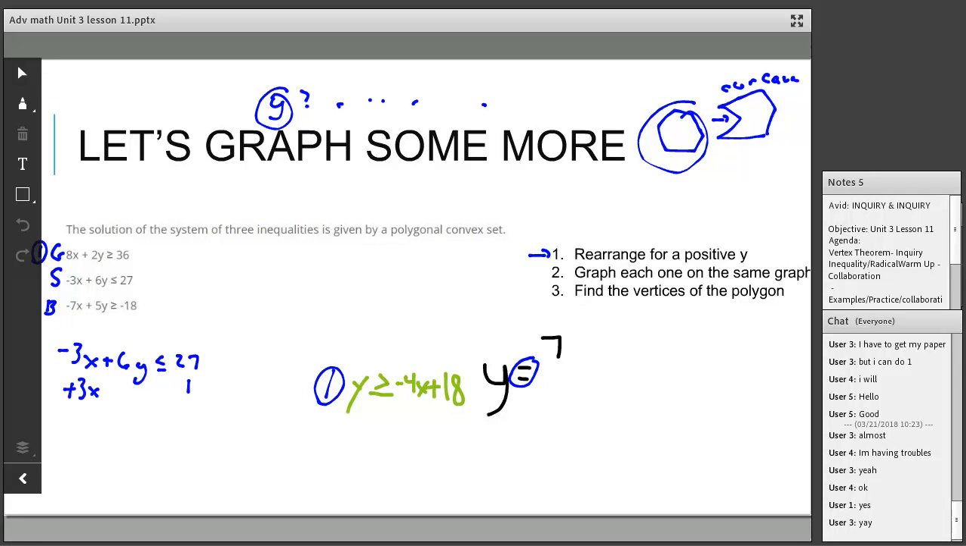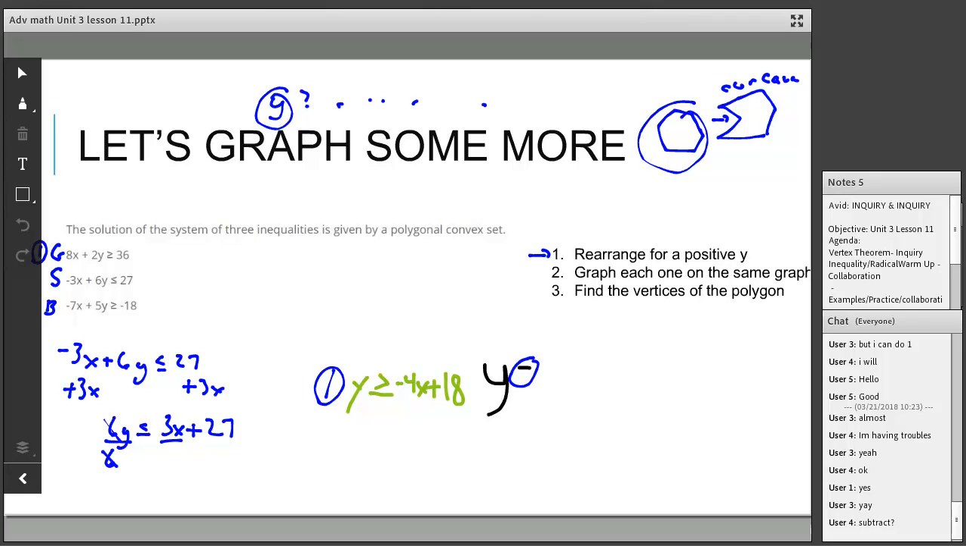Okay, we want to get the y all by itself. So I'm going to add 3x to both sides. And I end up with 6y is less than or equal to 3x plus 27. Okay, what do I do here to get that y all by itself? What am I going to do next? I'm going to divide. It's being multiplied by 6. We need to divide everything by 6 to get rid of it.